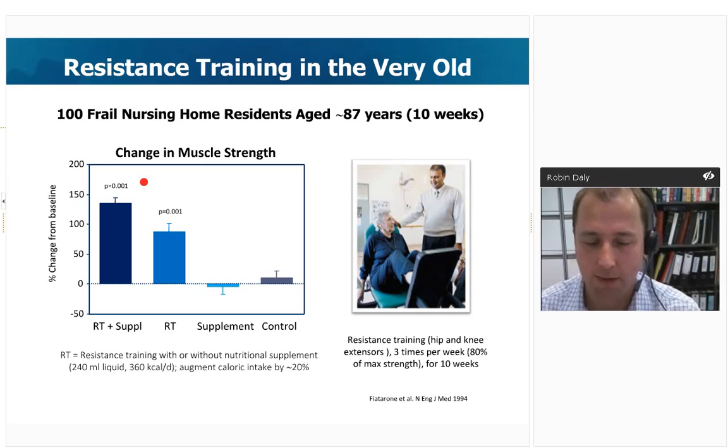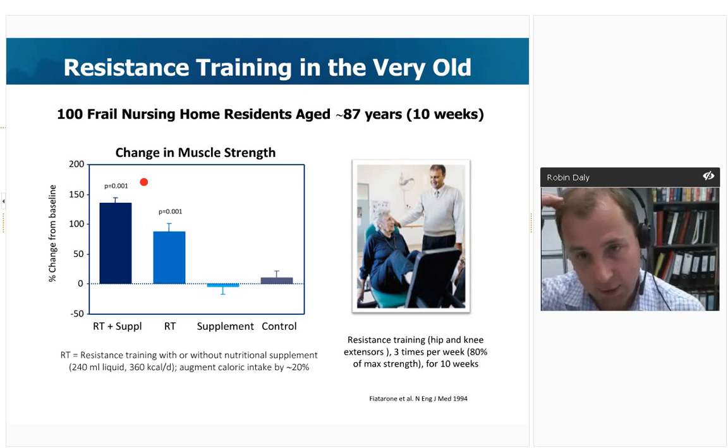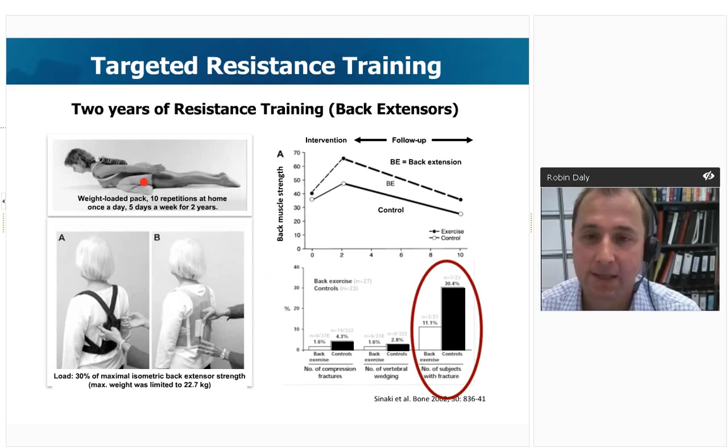Just to give you an illustration of the concept of specificity in terms of targeting specific regions to reduce your risk of having a fracture. Here was a study where they had women do back extension exercises. They wore this little weighted pack and they lay on the ground and did 10 repetitions at home 5 days per week for 2 years.